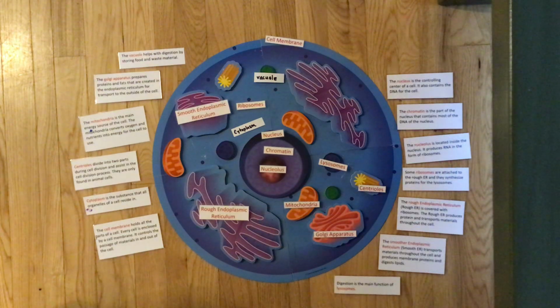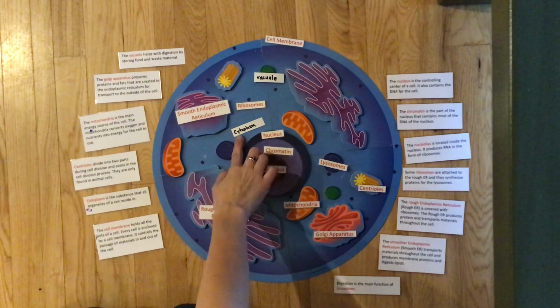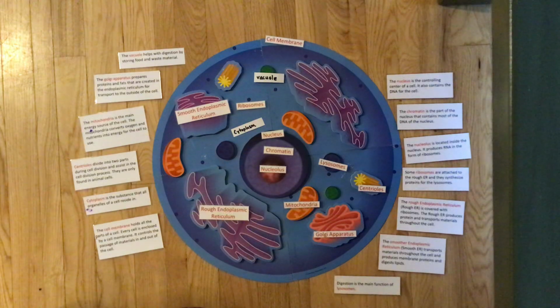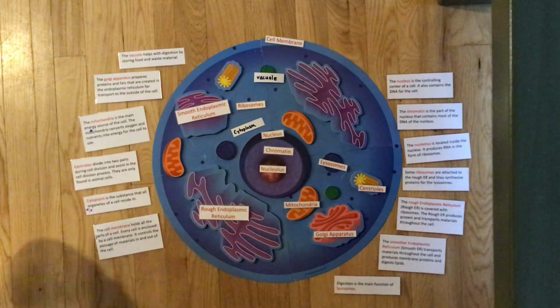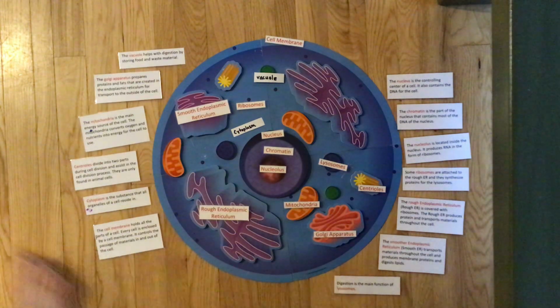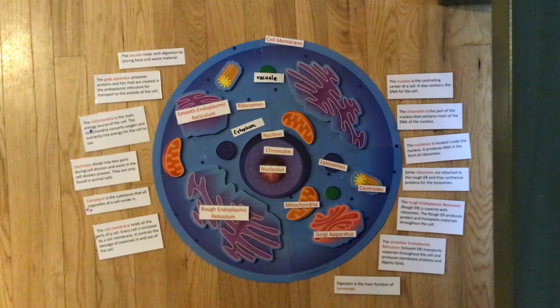Plant cells also have, rather than cytoplasm, they have something called chlorophyll. And chlorophyll allows the plant to do photosynthesis, which is how the plant gets its energy from the sun. Animal cells do not have chlorophyll because animal cells get their energy from eating food.